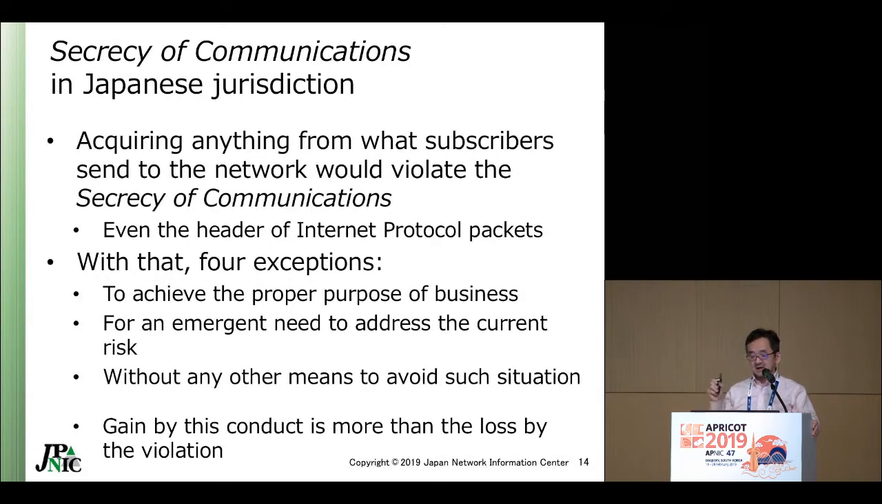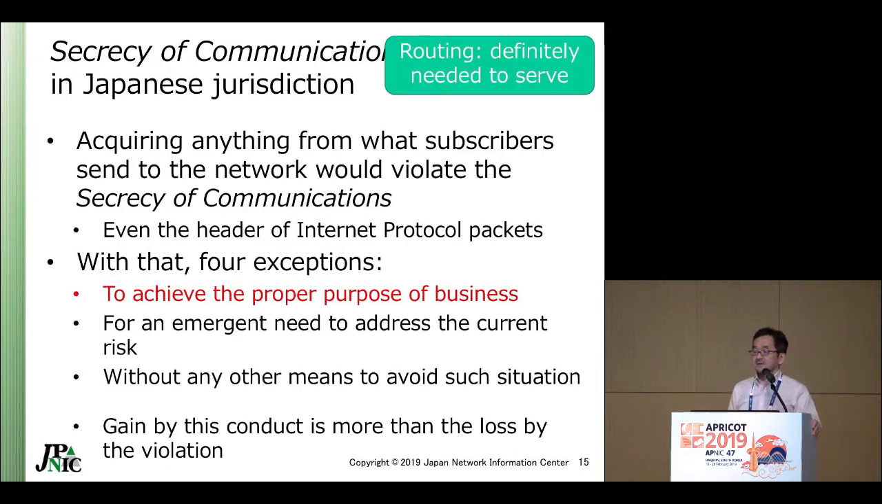But very roughly speaking, secrecy of communications is like this. The very fundamental point is that acquiring anything from what subscribers send to the network would violate the secrecy of communications, even the header of the IP packets. That's a fundamental concept. And we have four exceptions to allow that violation for a proper purpose. One is to achieve the proper purpose of the business. Second, for an emergent need to address the current risk. Third, without any other means to avoid such a situation. Number 4, the gain by the misconduct is more than the loss by the violation. These 4. For example, the routing.